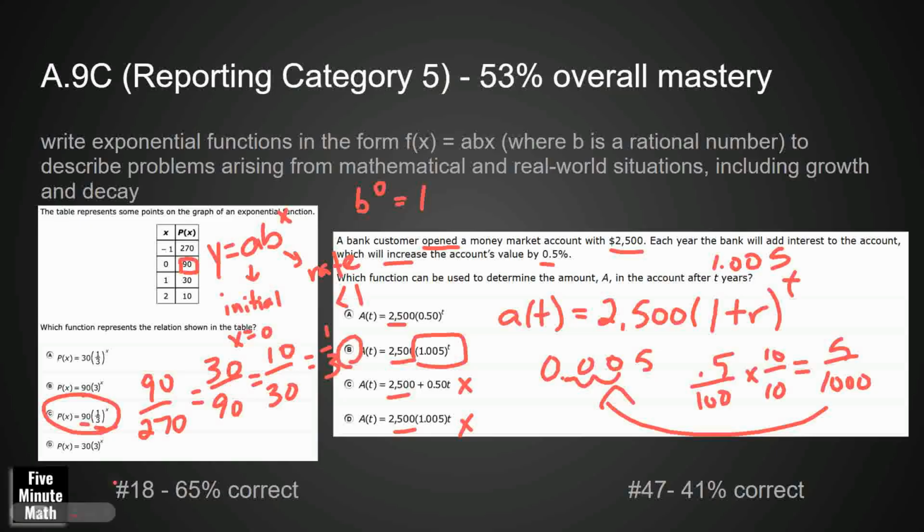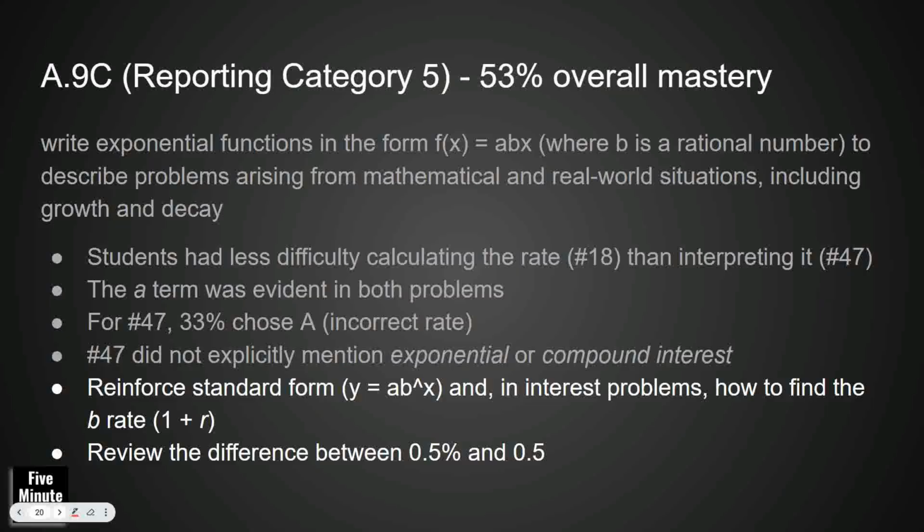And we only had 41% of our students get that. So we had less difficulty with calculating. Interpreting is always a little bit more challenging. And so you notice that there's two different versions here. Number 18 has to do with mathematical situations, and then number 47 had to do with real world situations. And so those two different breakouts are going to give us different results. We need to practice both.